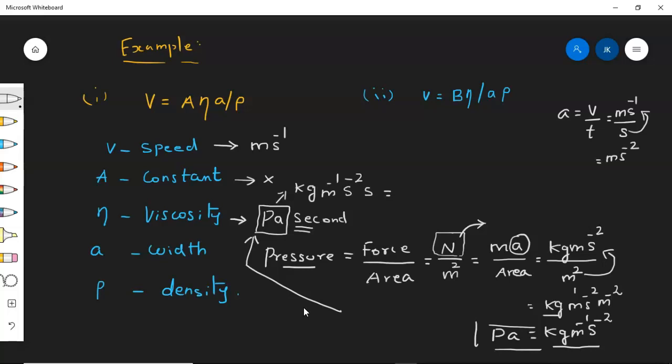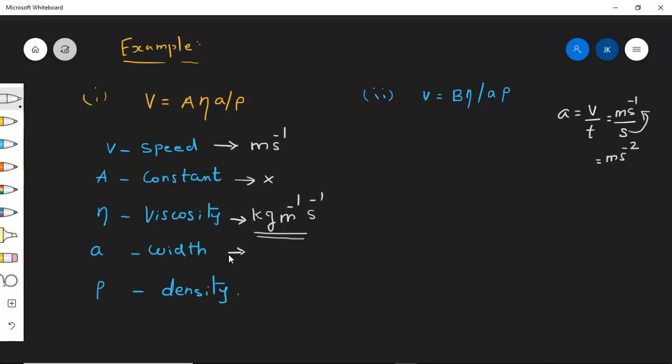Again you can simplify this. Kilogram meter to the power minus 1, you simplify this 2, assume here is 1, so it becomes second to the power minus 1. So it is the unit of viscosity.